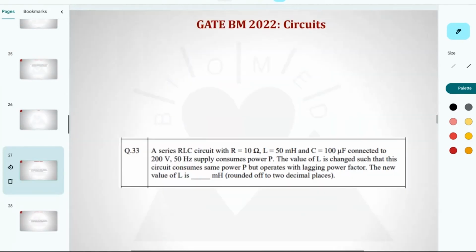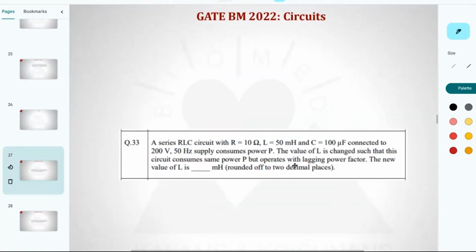Let's go here. Series RLC circuit consumes power. Value of L is changed such that the circuit consumes the same power but operates with a lagging power factor. So here you need to know what is power factor, but at the end of the day, there is a simple sign change in impedance. Plus 10j is becoming minus 10j. So the difference is 20. That is what they are stating here.